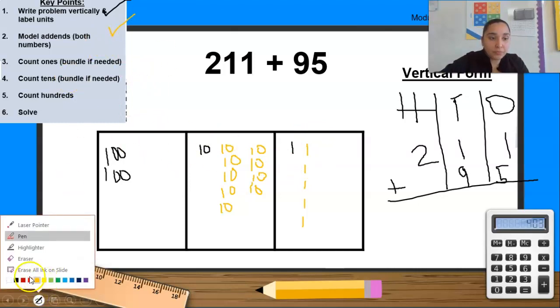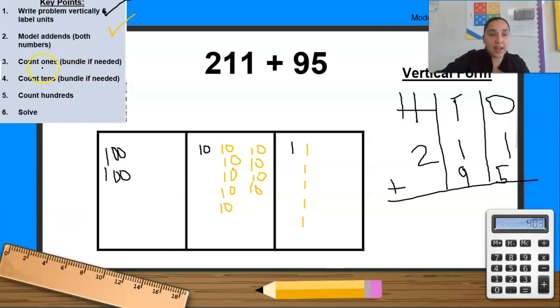So now, let's do the next one. Key point number 3 says count the ones. Ready? 1 plus 5. What's 1 plus 5? Are we ready? 1, 2, 3, 4, 5, 6. Yes, 6 ones. Did I have to bundle anything? No, right? Great job. I had only 6.